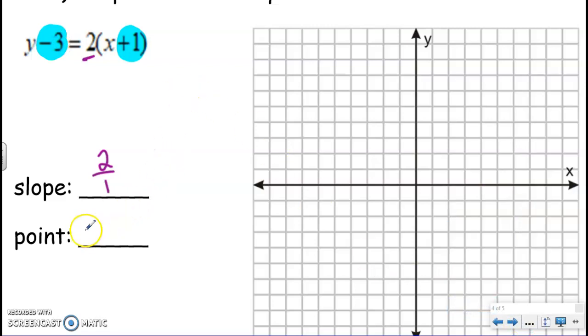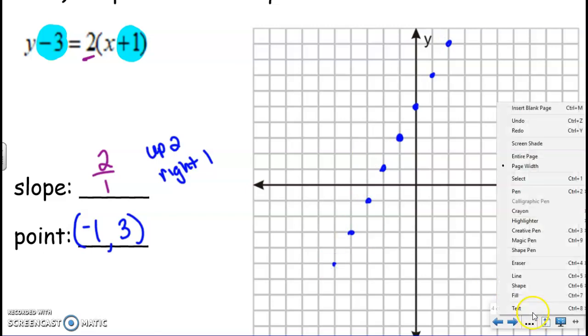So if I have x plus 1, that means I'm using negative 1. And y minus 3 means I'm using a positive 3. So I'm going to start at the point negative 1, 3. Negative 1, 1, 2, 3. And then we use the slope to go up 2, right 1. So up 2, right 1. Up 2, right 1. Up 2, right 1. We're also going to go down 2, back 1. And draw a nice line there.